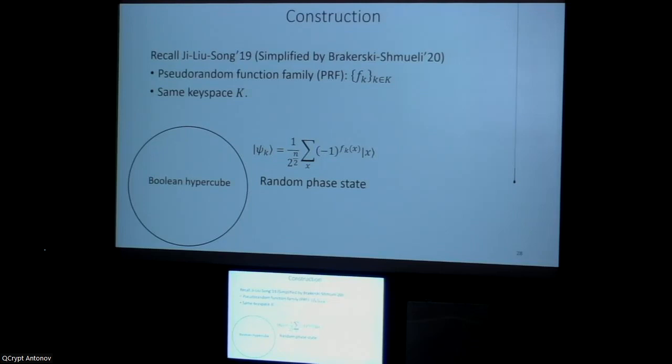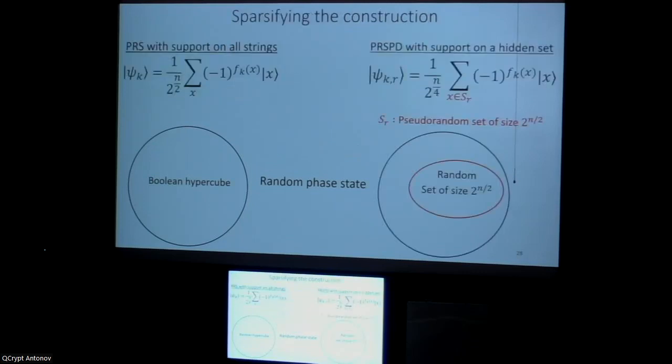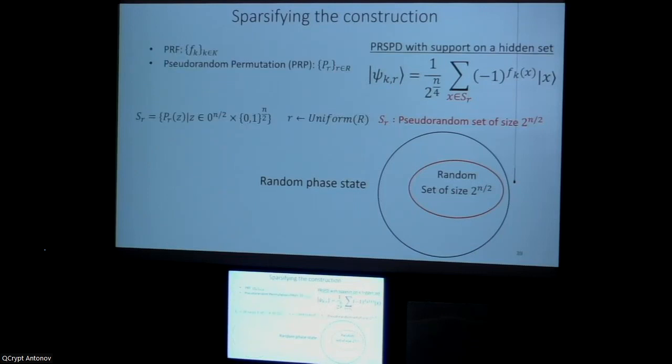Okay. Now, what we would like to have for proof of destruction is to sparsify this construction. So now we would like to think of the same random phase state construction, but supported over a smaller set. We would like the uniform superposition to be over a pseudo-random set of size 2^(n/2). And 2^(n/2) we should think of as something super-polynomial that is still asymptotically smaller than the total size of the Boolean hypercube. And then we would like the same random phases as before. Okay. Now the question is, how do we actually implement this pseudo-random set? The way we do it is by using a pseudo-random permutation family.